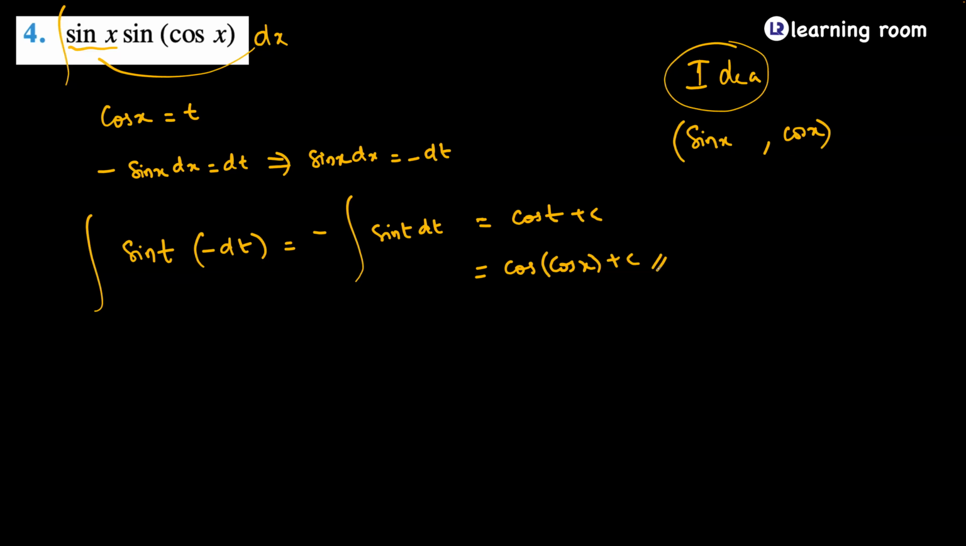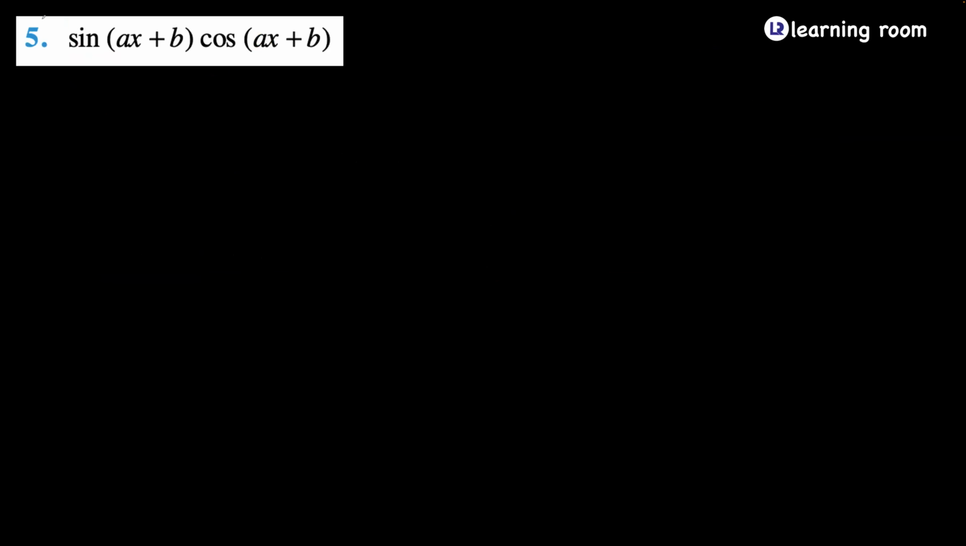Shall I proceed? So look at the fifth problem. Integral of sin of ax plus b into cos of ax plus b dx. So what is the idea? Sine and cos both have the same argument. So you can take either of them as t and then proceed.